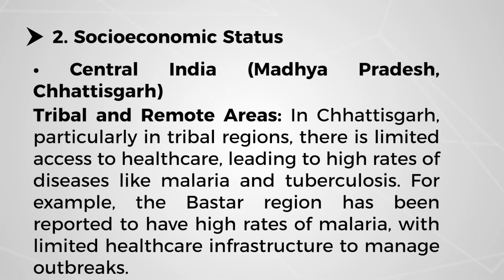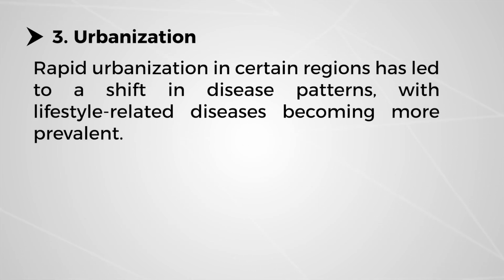In Chhattisgarh, particularly in tribal regions, there is limited access to health care, leading to high rates of diseases like malaria and tuberculosis. For example, the Bastar region has been reported to have high rates of malaria, with limited healthcare infrastructure to manage outbreaks. Then urbanization: rapid urbanization in the eastern regions has led to a shift in disease patterns, with lifestyle-related diseases becoming more prevalent.